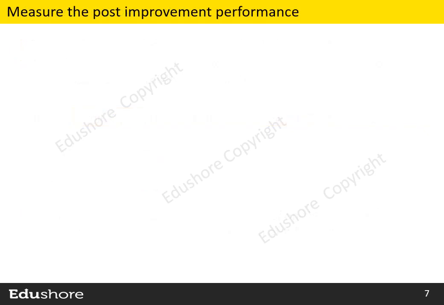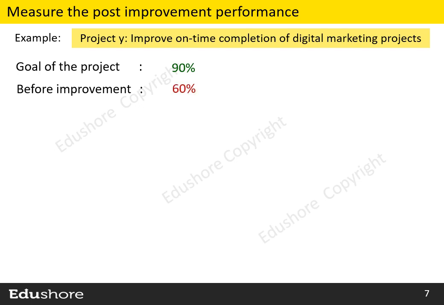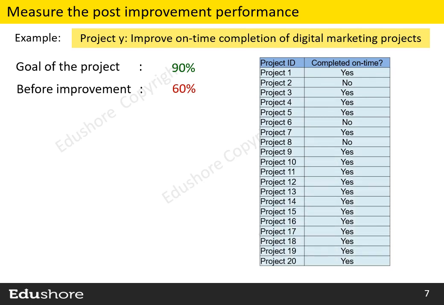After collecting the data, we measure the post-improvement performance. Let's consider the same example of Project Y, Improve On-Time Completion of Digital Marketing Projects. Let's say the goal of this project is to improve the on-time completion to 90%. During the measure phase, that is before the improvement is done, the on-time completion was 60%. And here is the post-improvement data for the first month after the improve phase. The data consists of 20 projects and their on-time completion status.